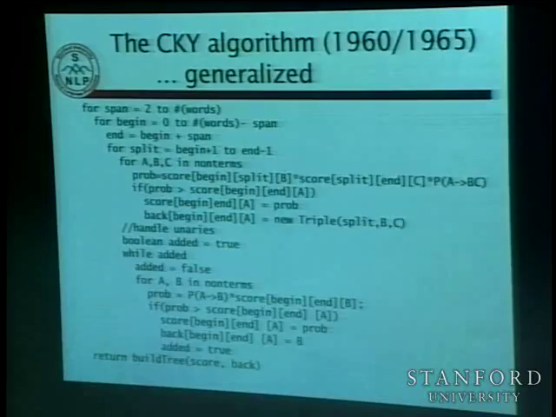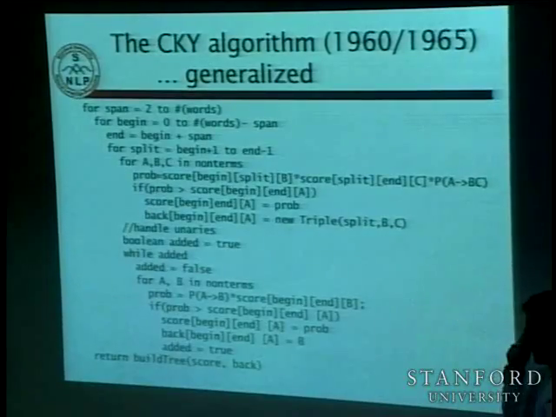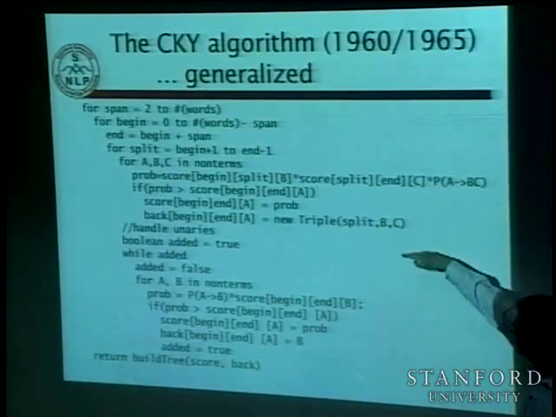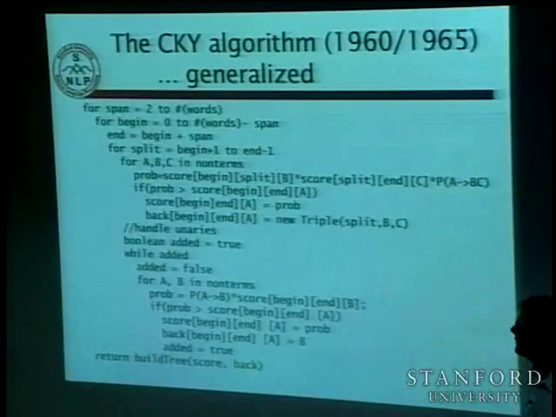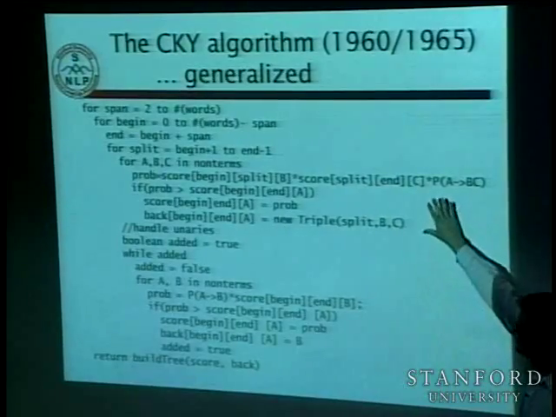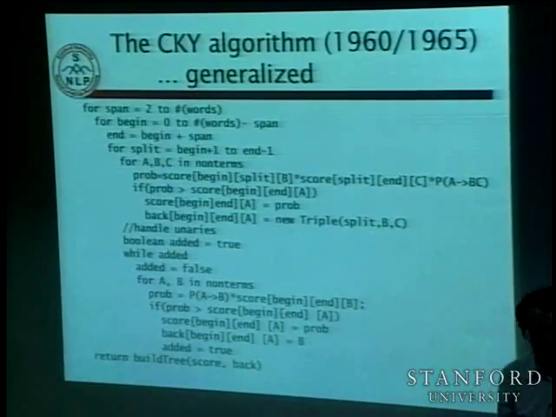Okay, so then this is the second part of the algorithm. And again, everything down here is dealing with the unaries. And so it's up here that is the main part.